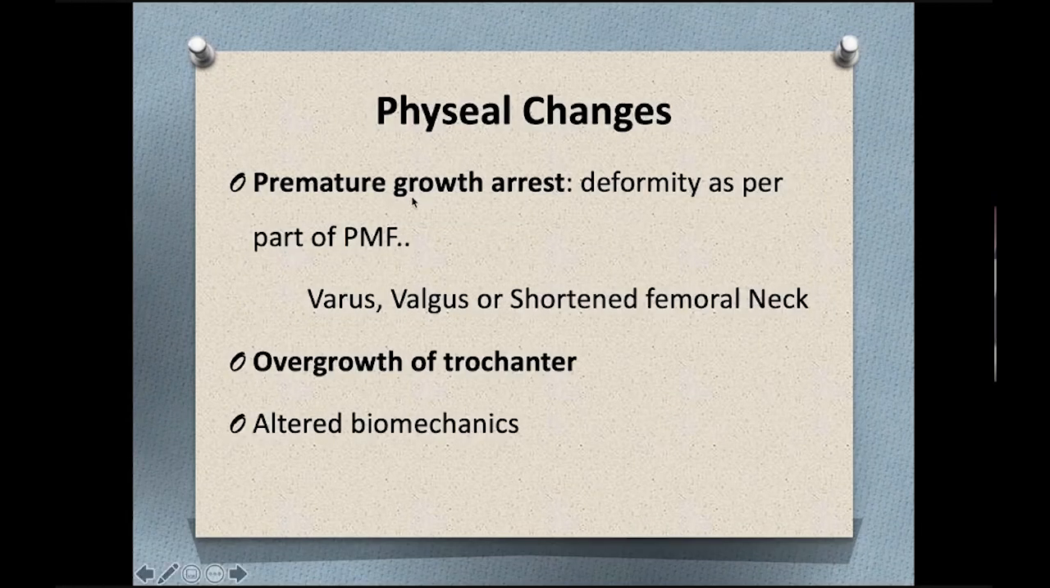Then physeal growth plate signs. If growth plate avascularity occurs, there is a premature growth arrest because the cells are damaged, and premature fusion of the physis occurs. And how does this deformity occur? It may produce a coxa vara. It may produce a coxa valga. It may produce a shortened femoral neck. I can explain this here.